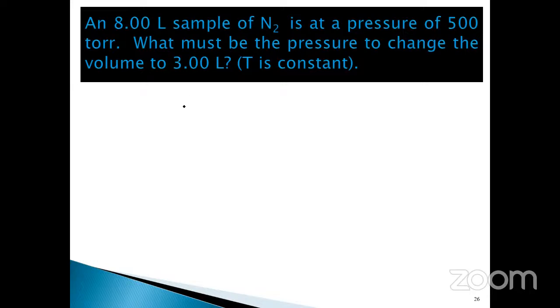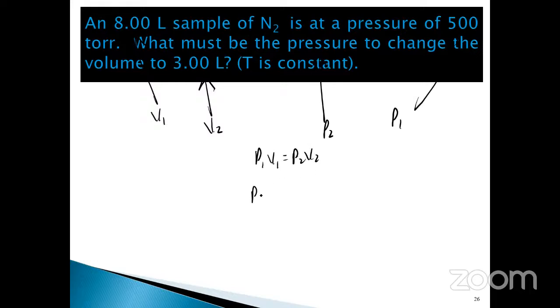So, this is one of those word problems where you have to read the question carefully to identify what is what, right? So based on what I can see here, the 8.00 liters would be V1. The 500 torr would be P1, and then the 3.00 liters would be V2, right? So the question is asking for P2. So remember now, P1V1 is equal to P2V2. So therefore, P2 is equal to P1V1 divided by V2. And we put the numbers in.